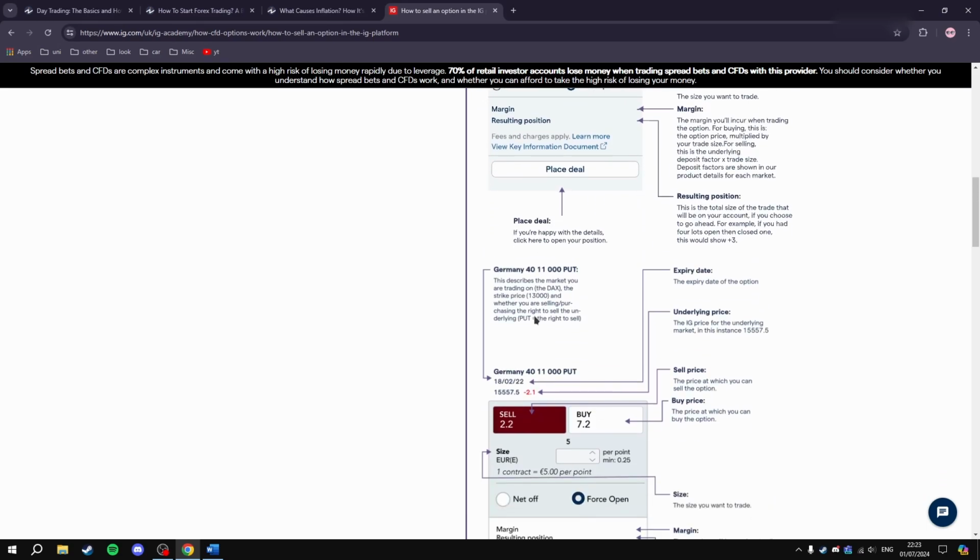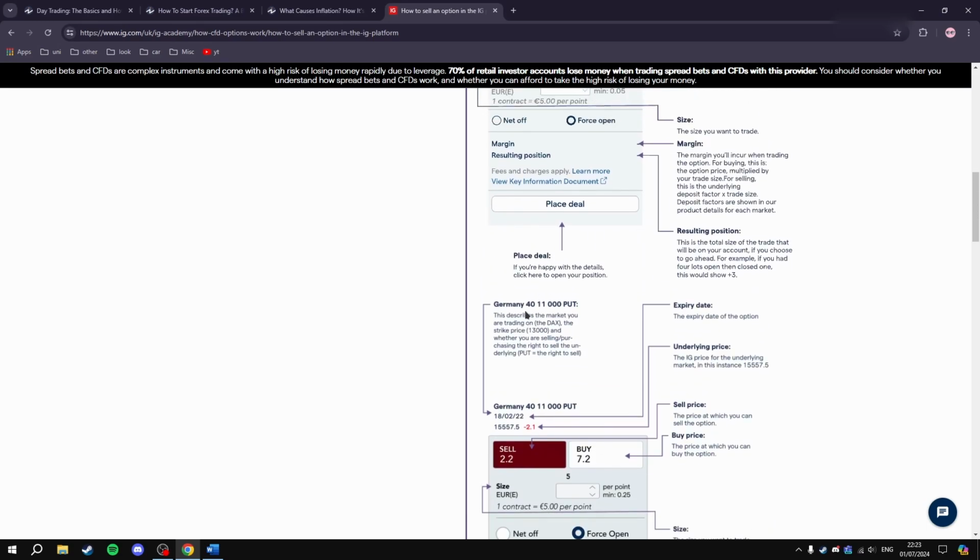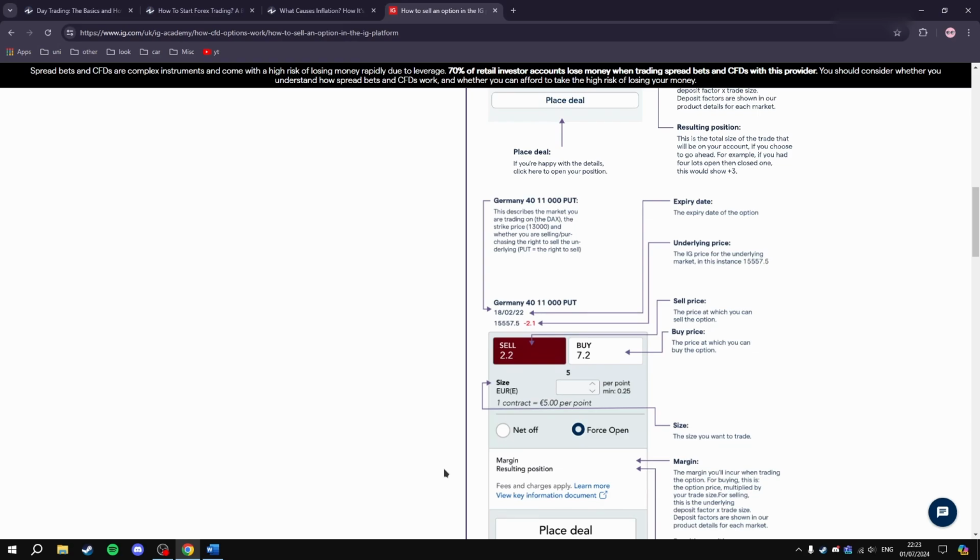Okay, so Germany 11,000 PUT. This describes the market you're trading on, the DAX. The strike price 13,000, whether you're selling or purchasing the right to sell the underlying. PUT equals the right to sell. Expiry dates, underlying price.